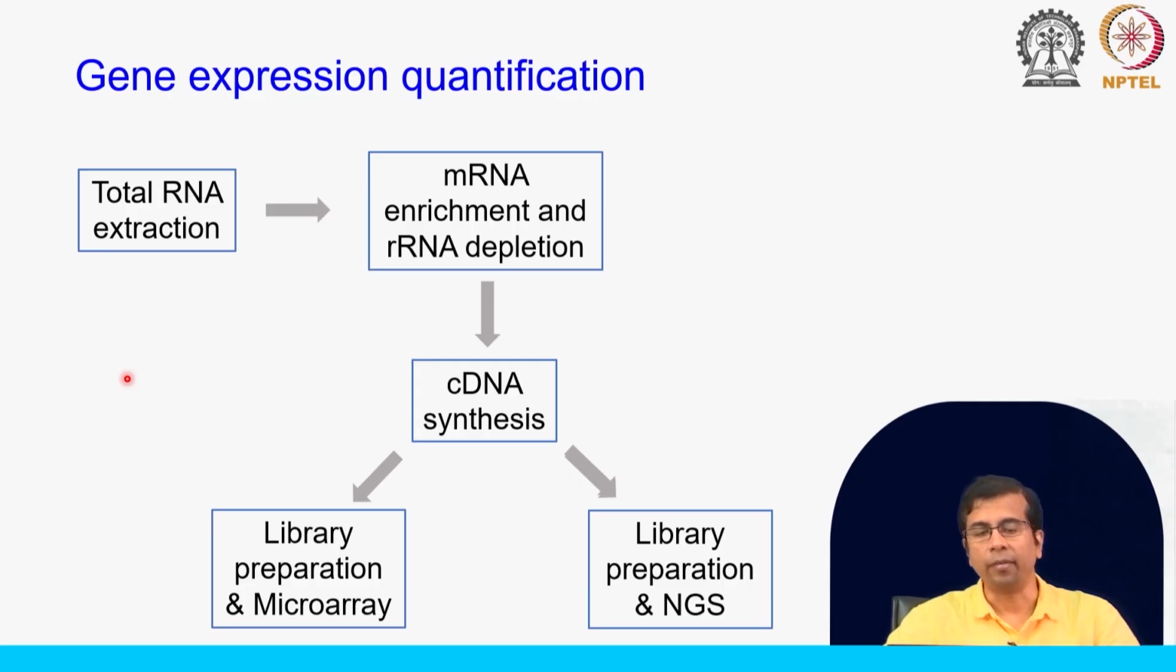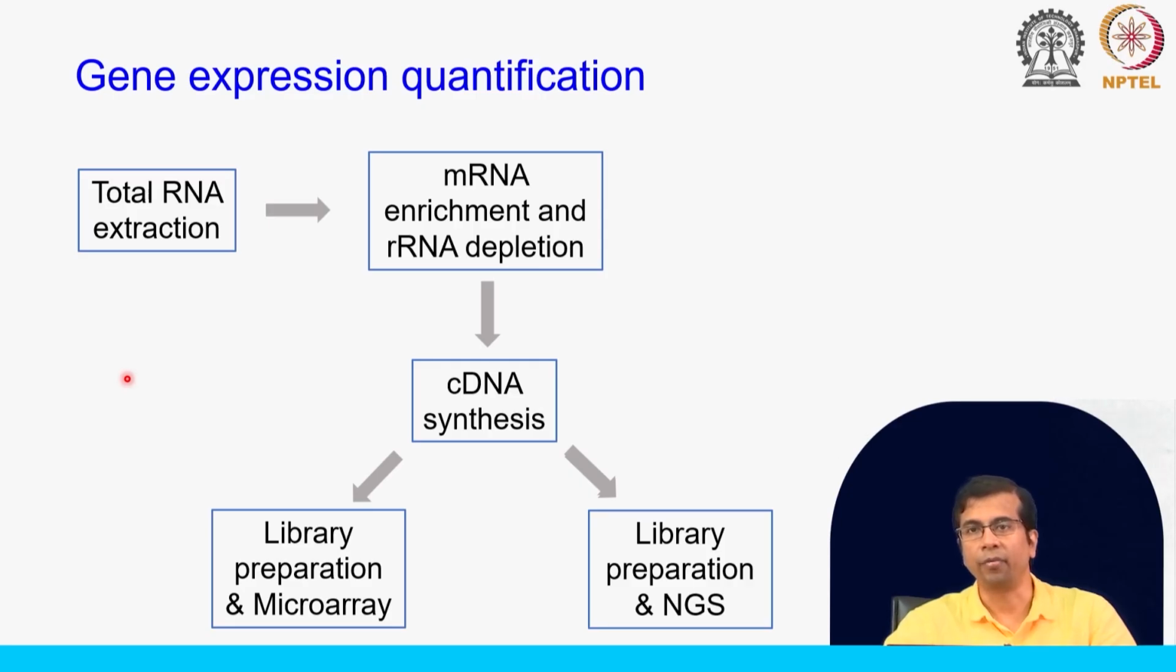And then once this is done, we can go for library preparation and do the microarray experiments. That was the norm in earlier days, and currently we go through the library preparation and the next generation sequencing application. Once we do the next generation sequencing, what we get is the read data, which we can process to get a measure of expression of all genes in the sample. Okay. So, this is bulk RNA sequencing data.